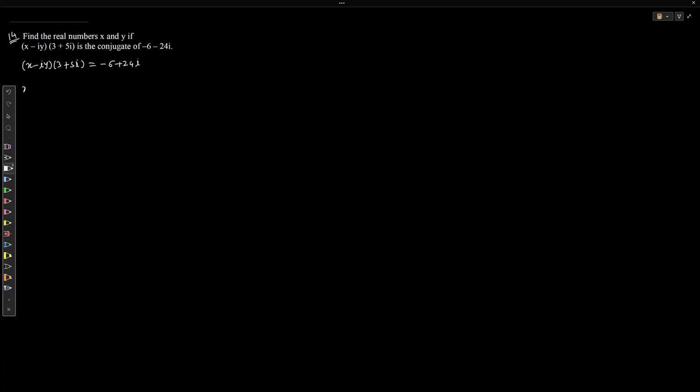Yes, we'll make x minus iy the subject. So we'll get minus 6 plus 24i upon 3 plus 5i. So to simplify right hand side, we need conjugate of denominator, which is 3 minus 5i. Okay, multiply minus 6, will get minus 18 plus 30i. And then multiply 24i, will get 72i and 120i square upon 9 plus 25.